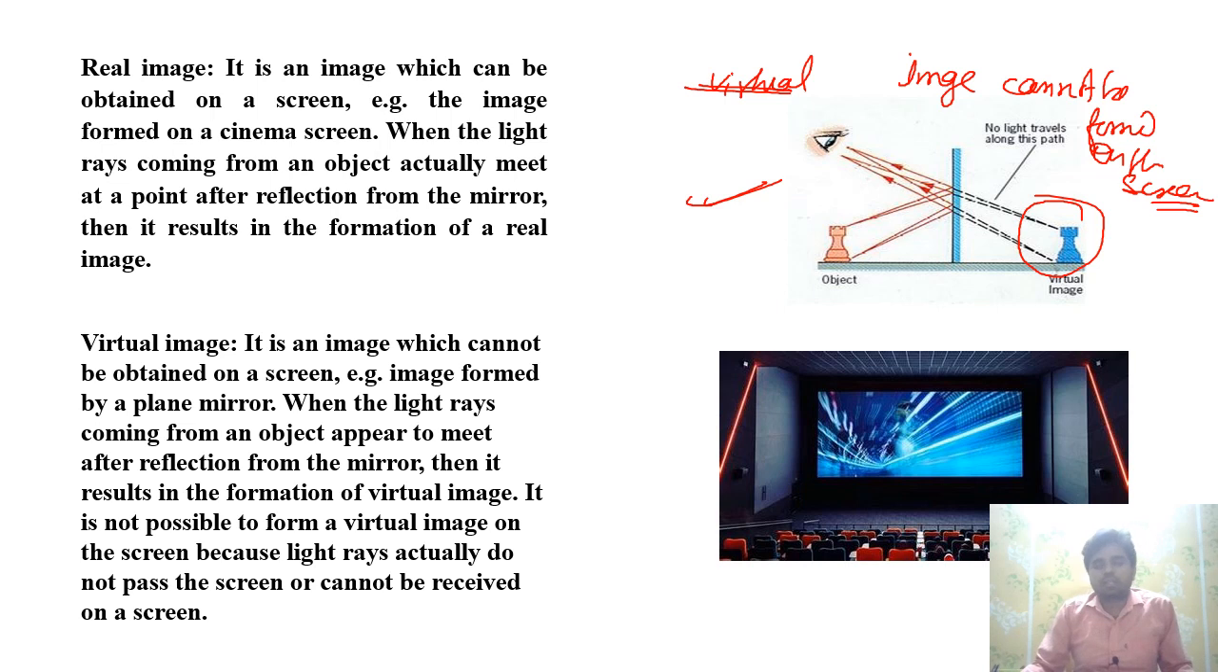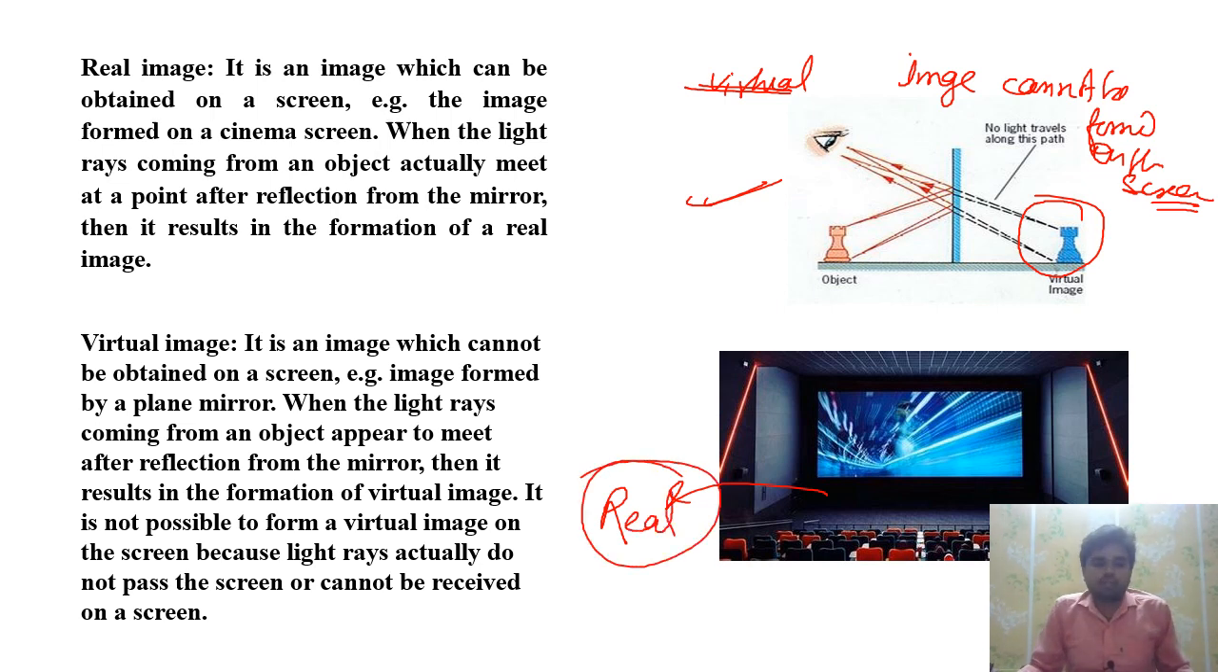But in the case of real image that we have seen in the cinema halls also, the light is coming from the back side and it is falling on the screen that is present in front of the hall, and there we can see that the light generates the image. Such an image is known as a real image, because it can be produced on the screen as well. Is it clear to everyone or not?